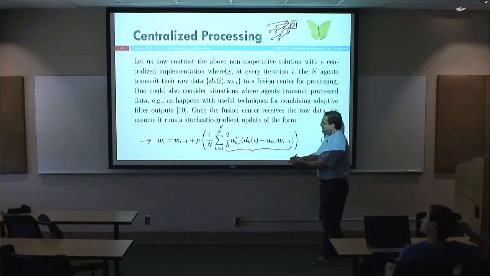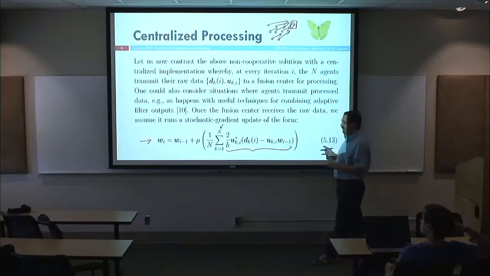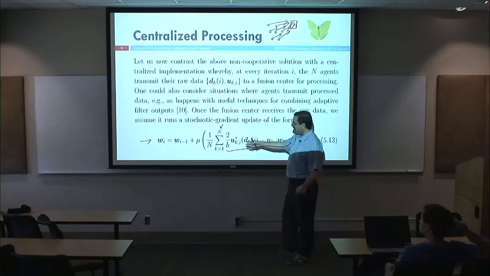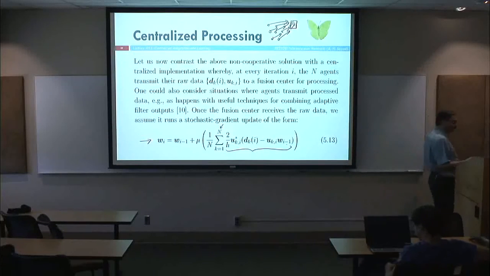At every iteration i, this centralized solution is using the entire data that you collected from all agents, whereas in the non-cooperative solution, every update at every agent is only using one piece of information, one D, one U. Here you are using n at a time, and I'm averaging them. So what kind of performance can we expect from an algorithm like this?